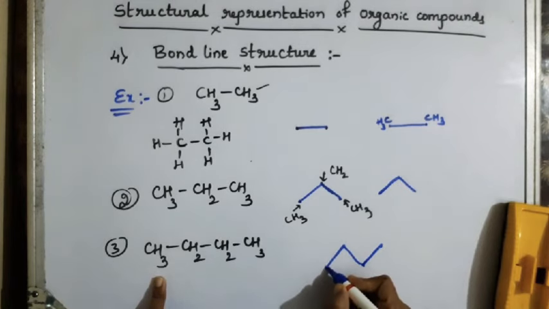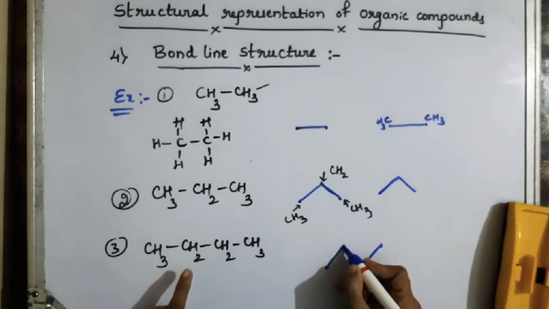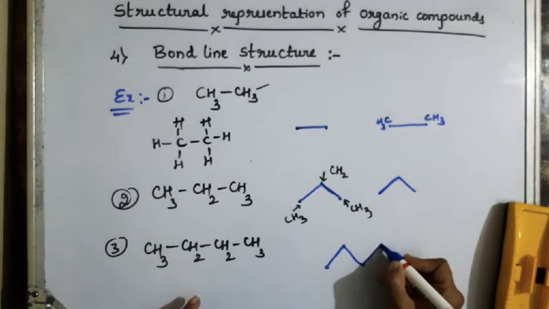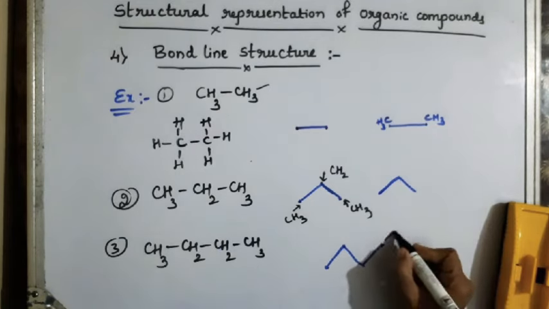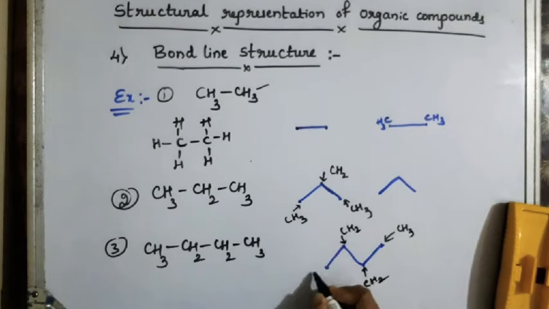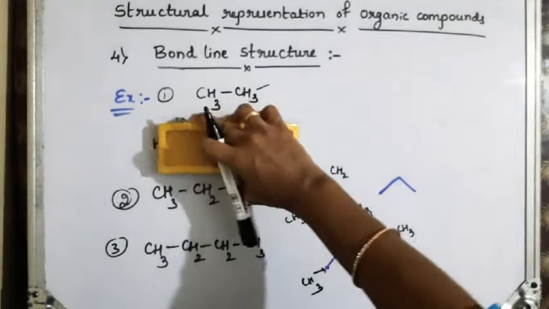So the first end, the terminal end, shows the presence of a CH3 group. Then where we have 2 lines, there is a CH2 group. When we have 2 lines, again there is a CH2. When we have just a dot with only 1 line, that shows the presence of a CH3 group. Okay. So which groups are here? This is CH3. This will be CH2. And this is CH2. This is CH3. Okay. Suppose if I make a change in this, let's take another example.